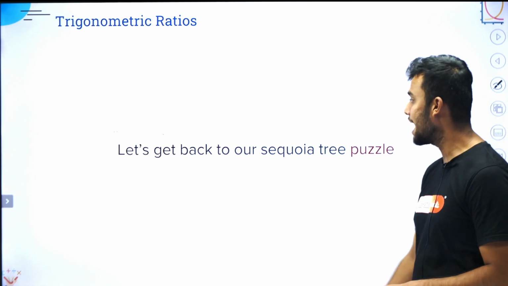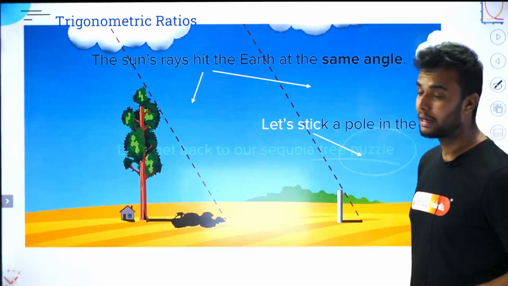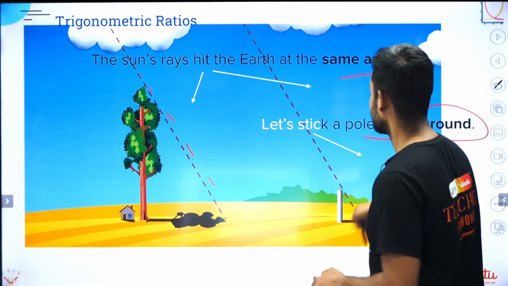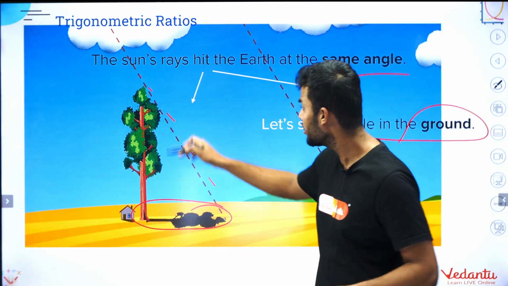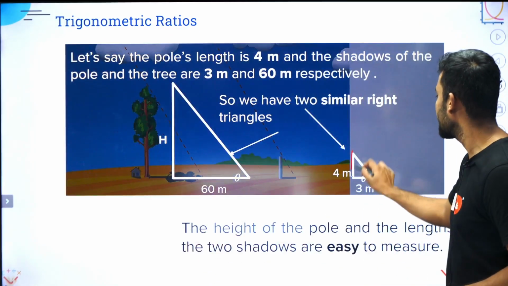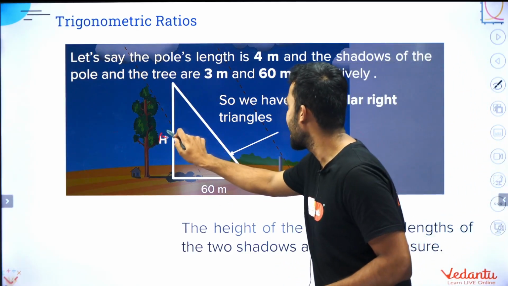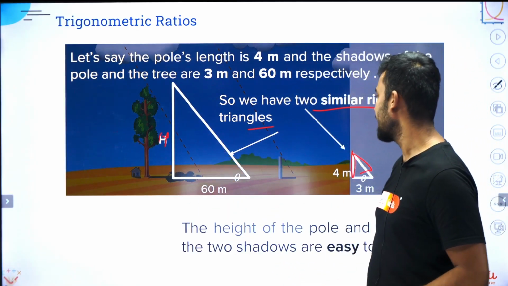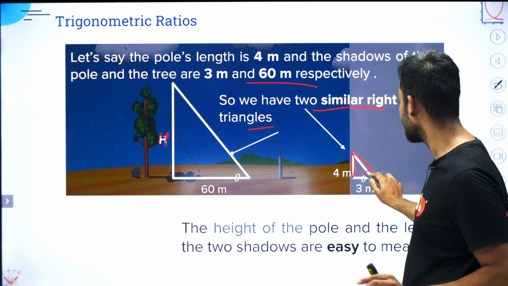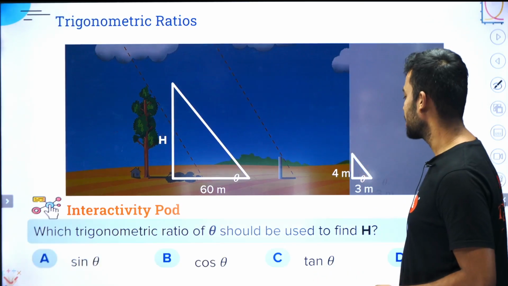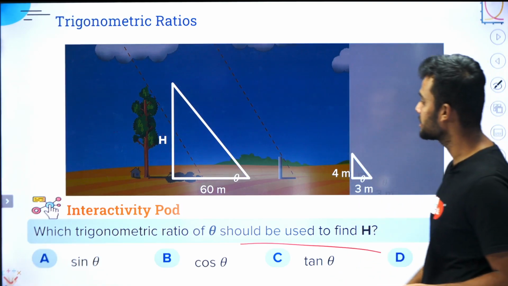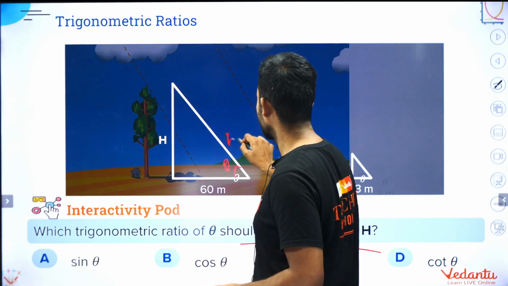Then let's get back to that puzzle. Look here, it's the same angle, right, students? In the ground, it forms a diagram. This is a right angle. Let's choose theta here. We don't know the height value, but we have 2 similar triangles. Let's take a similar triangle with the same angle theta, 4 by 3. From what we already know, which trigonometric ratio should be used for h? If you take this theta, this side becomes the hypotenuse.